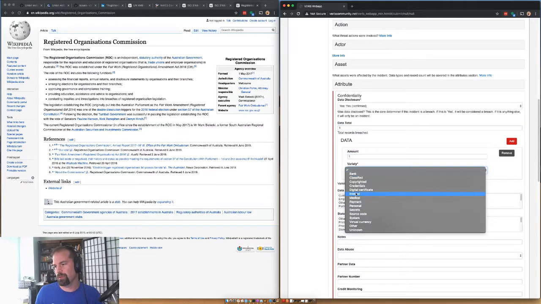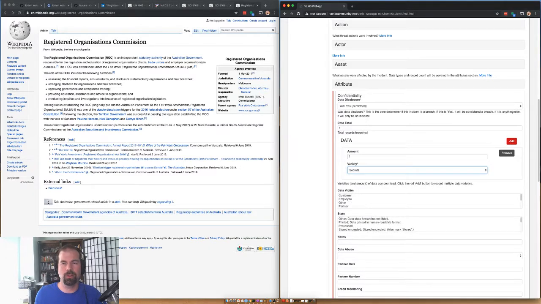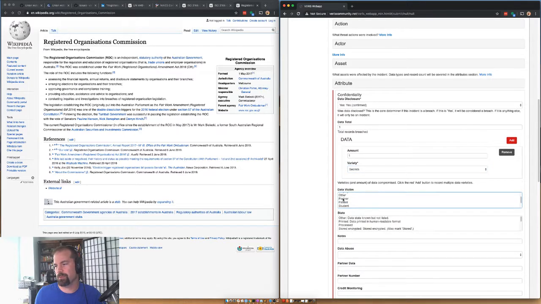I think secrets would be the best way to code that, because secrets is going to be things like internal data about an organization, like network maps or things like that. Secrets is information that the organization doesn't want other organizations to know about. And so I'm going to say secrets, and the closest equivalent would be customer.